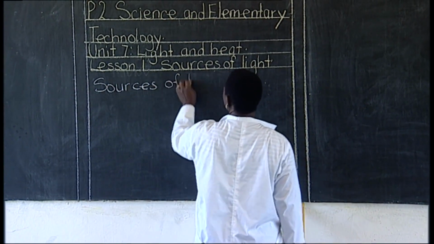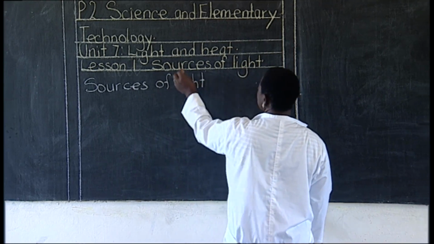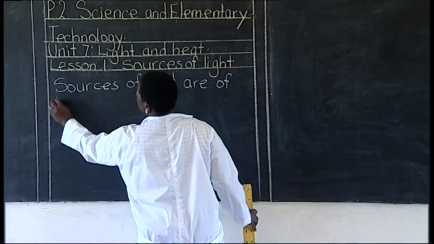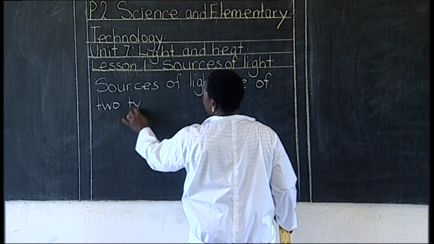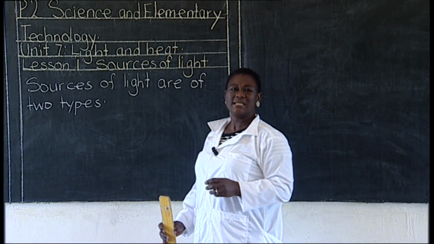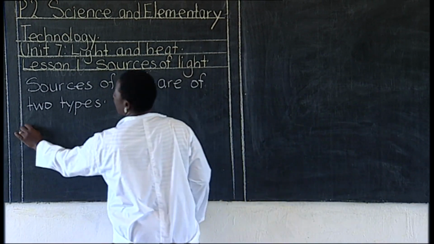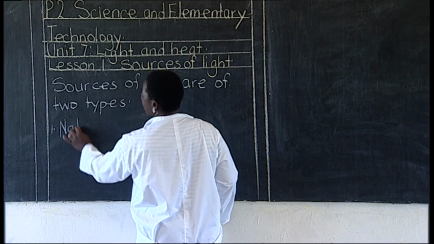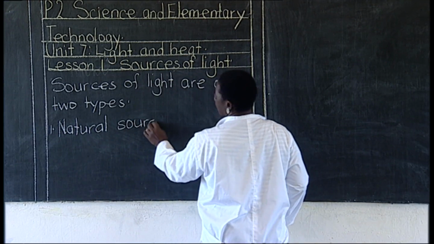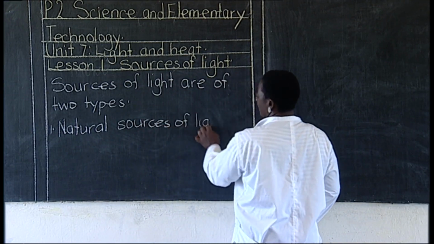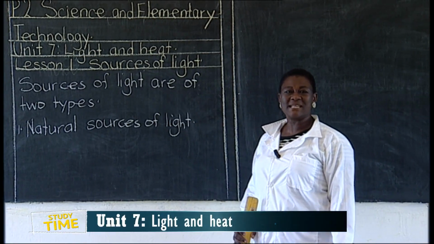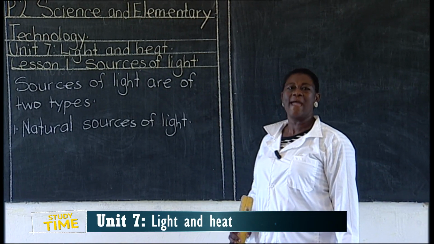Sources of light are of two types. The first one is the natural sources of light. Natural sources of light, you have said, are the ones which were created by God.